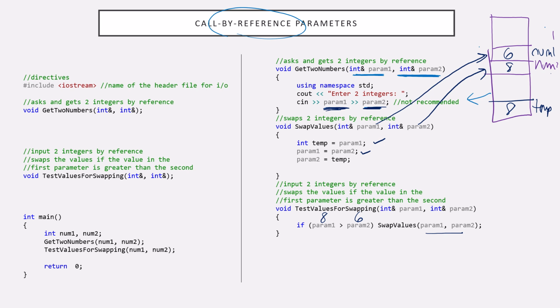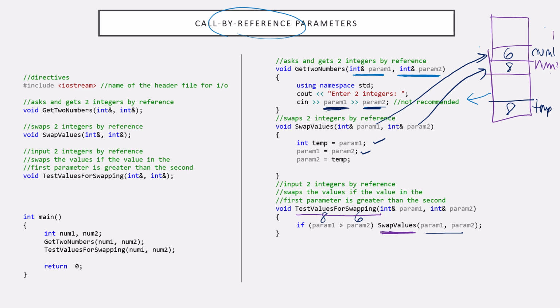So a couple of things have happened here. We only called the test values for swapping function, but this function has called the swap values function. So even though we didn't directly call the swap values function from main, we did call the test values for swapping function. Oh, and I forgot to put the function parameter, the function prototype is here.